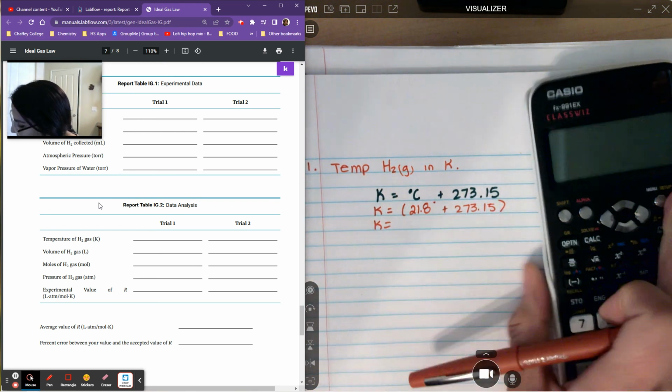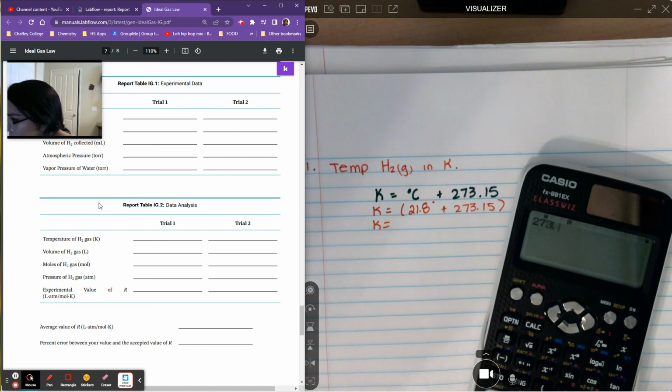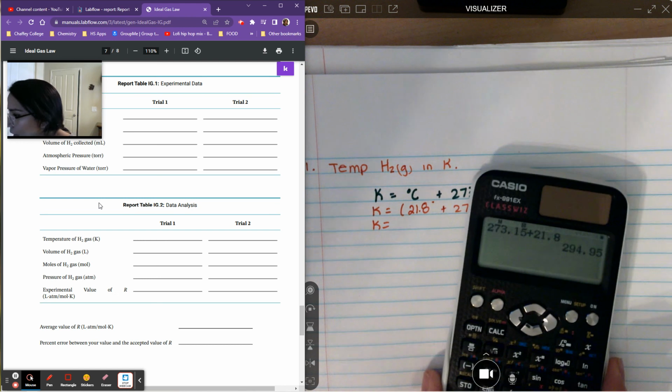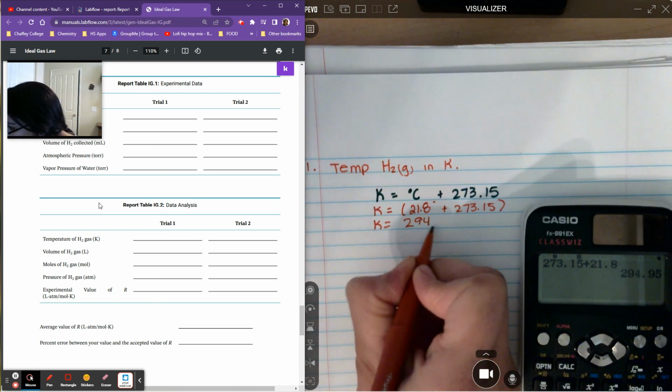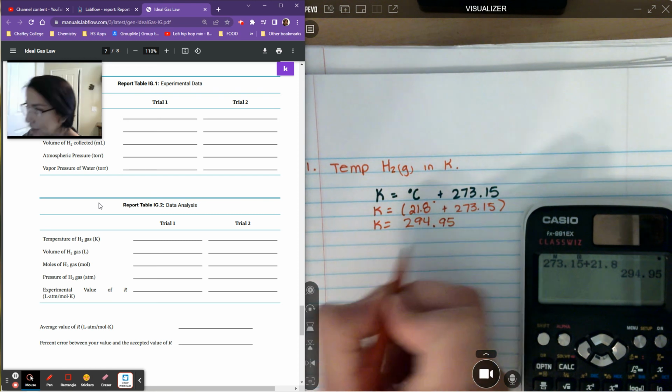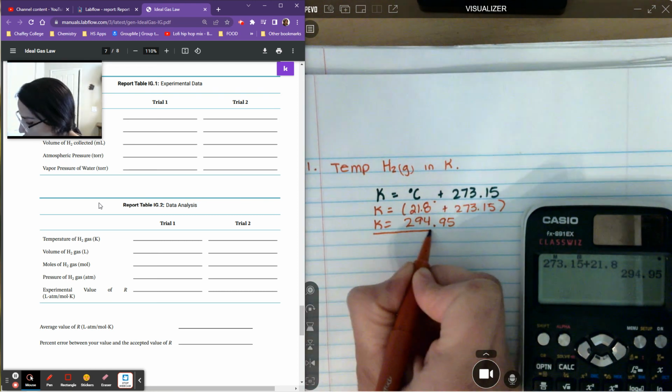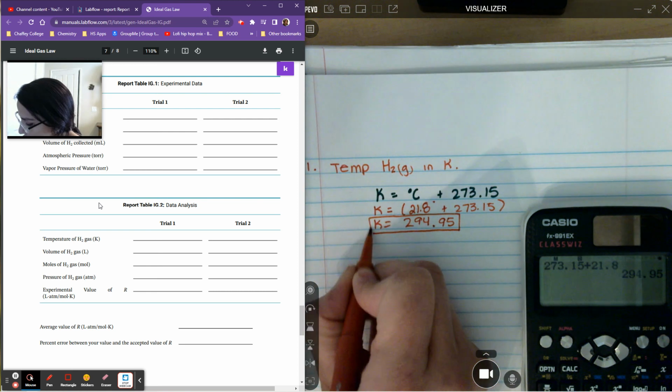All right, so we have 273.15 plus 21.8, and I get 294.95 Kelvin. So this is going to be my K value, and I'm going to circle that so I don't lose track of it.